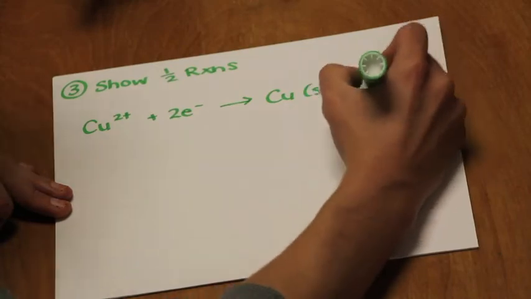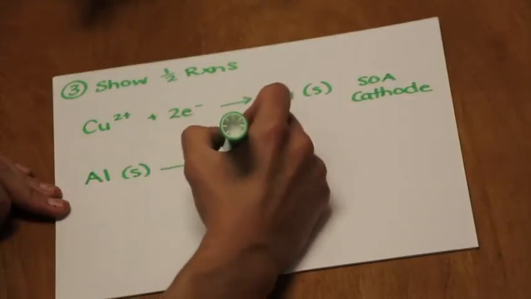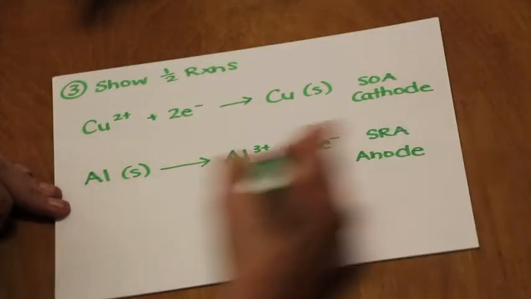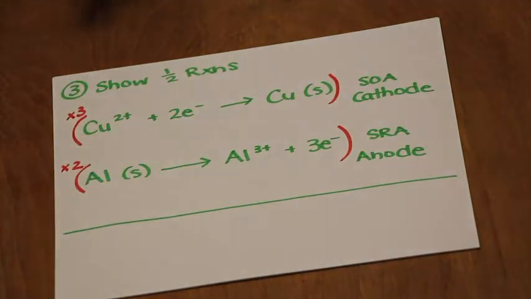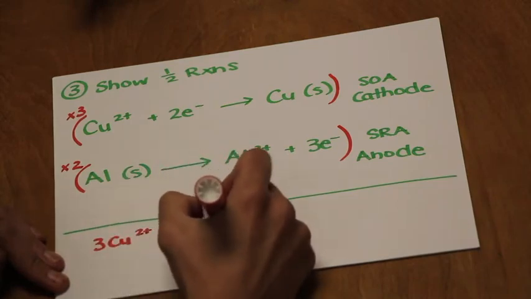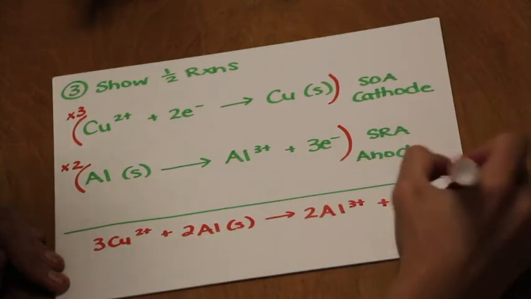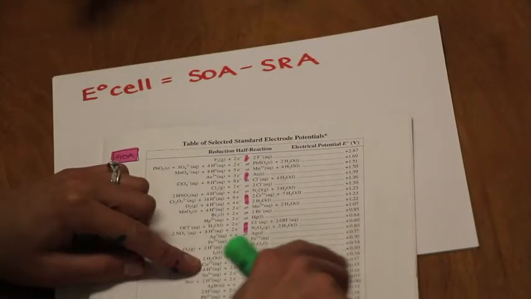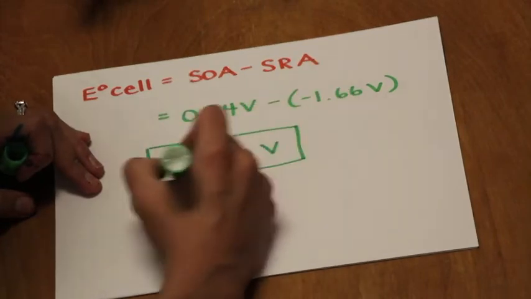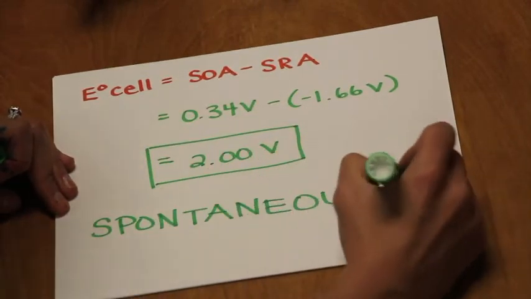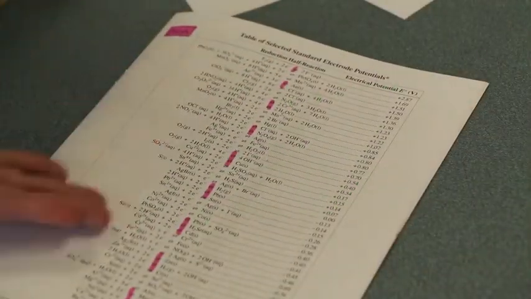We're going to write down the half reaction straight out of the chart. From there, we're going to balance the electrons, and we're going to put the reactions together. Now that we have our total redox reaction, we can calculate the cell potential. We're going to go strongest oxidizing agent minus strongest reducing agent, and we're going to read them right off the chart. We've determined that our cell potential is 2 volts, and it's a spontaneous reaction.